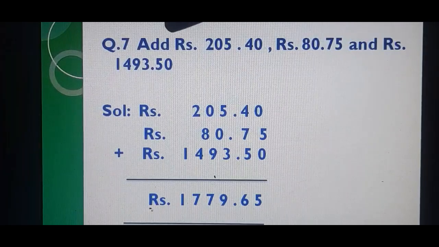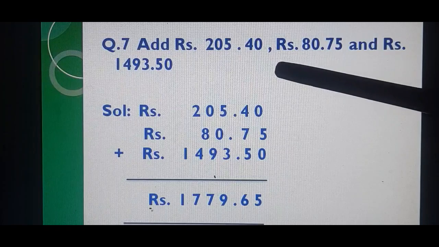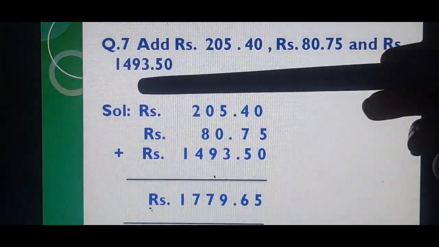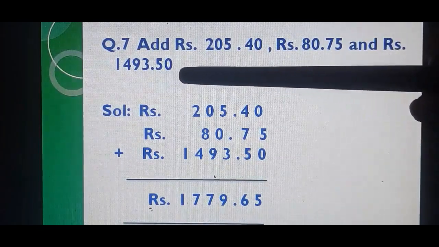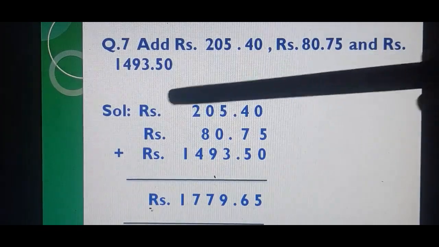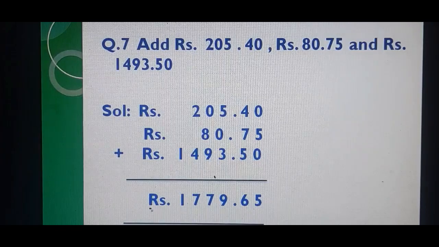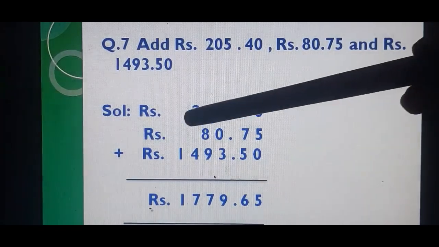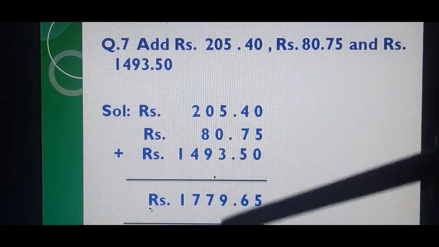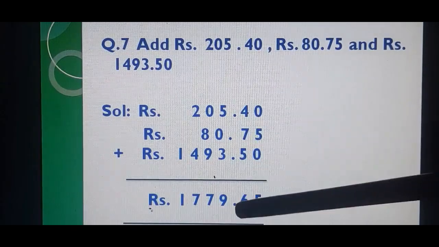Our next question is: add rupees 205.40, rupees 80.75 and rupees 1493.50. So we will add. Solution: rupees 205 decimal 40. Below this, we will write rupees 80 decimal 75. The decimals should be in a vertical line so that we will get the correct answer. The decimal should come below the decimal, right?